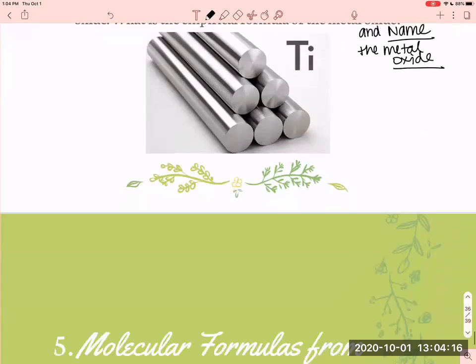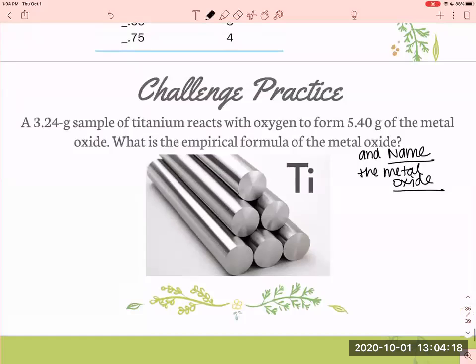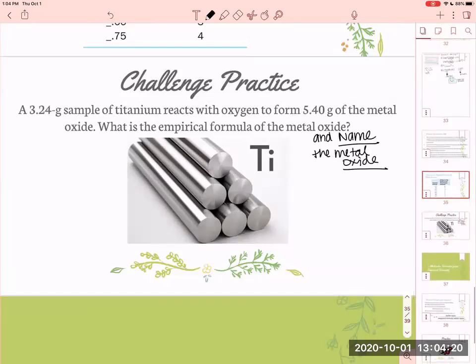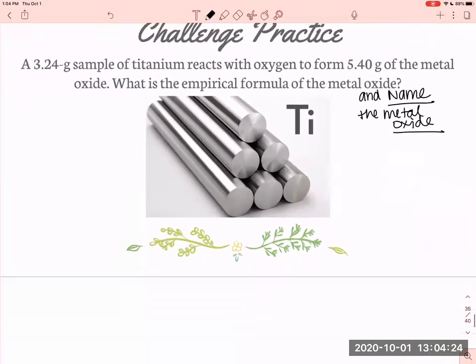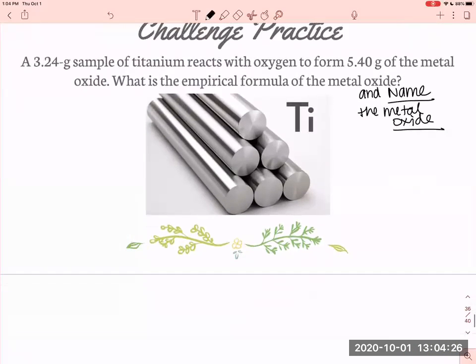So hopefully you've paused and you have worked this out. And we're just going to go through step by step again. Okay, first step, let's write out all of our givens. Titanium reacts with oxygen so that I have 5.40 grams of the metal oxide.